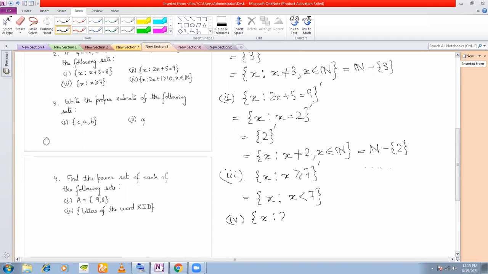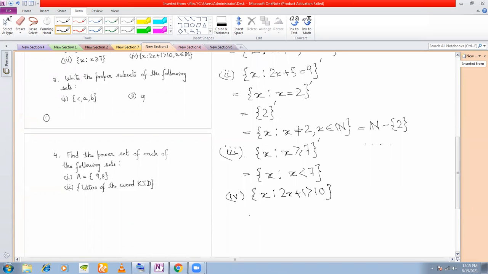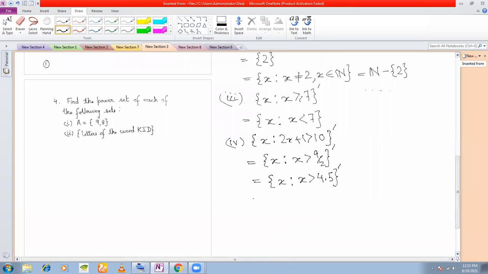x such that 2x plus 1 is greater than 10. Obviously, x belongs to N because N is the universal set given here. So how will you solve this? x such that x is greater than 9 by 2, so x is greater than 4.5. Now what natural numbers are greater than 4.5? x such that x is greater than or equal to 5, right? And x belongs to N. Clear with this?